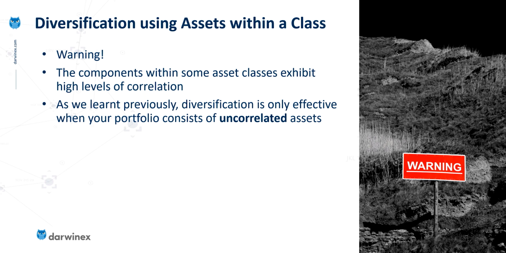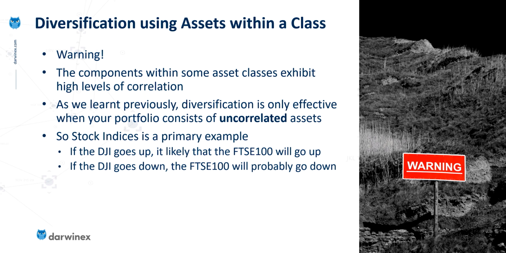Now, probably the prime example of this is stock indices. Here, they all tend to follow each other. So for example, if the Dow Jones goes up, it's likely that the FTSE 100 will go up, and vice versa. If the Dow Jones goes down, it's likely that other stock indices will follow. And so diversifying across multiple stock indices doesn't actually offer that much value because you won't be able to decrease the risk of your overall portfolio.